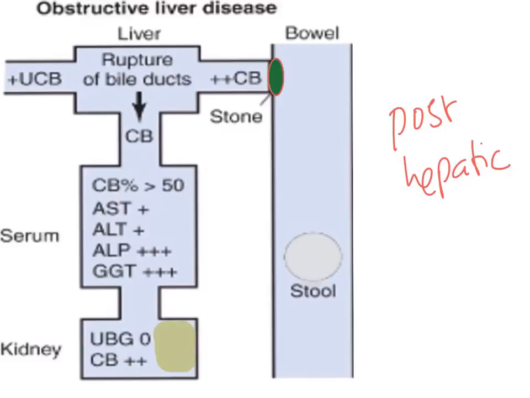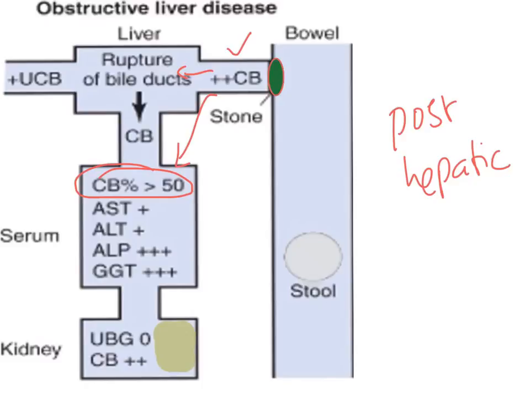Okay. So now, when there is obstruction to the common bile duct, the conjugated bilirubin that is coming into the common bile duct has no way to go because there is a complete obstruction. So conjugated bilirubin is elevated in the common bile duct, and then it will regurgitate back into the blood, and also into the liver hepatocyte. Because of this, over a period of time, there can be leakage of this conjugated bilirubin because of the inflammation of the hepatocyte. So you see conjugated bilirubin will be more than 50% of the total bilirubin.